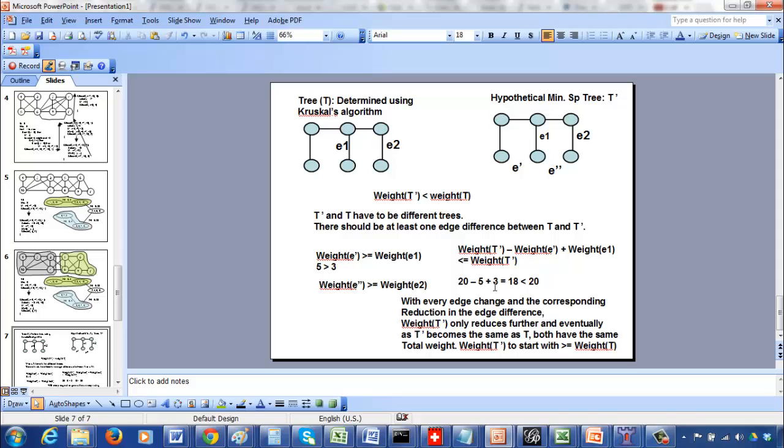So to start with, the weight of T prime, which was 20, is greater than the weight of T, which say is 15. But that contradicts our original assumption that the weight of T prime is less than the weight of T. So we have now proved that there cannot be such a hypothetical minimal spanning tree T prime with the weight of T prime less than the weight of T. Okay, so we'll stop with this.